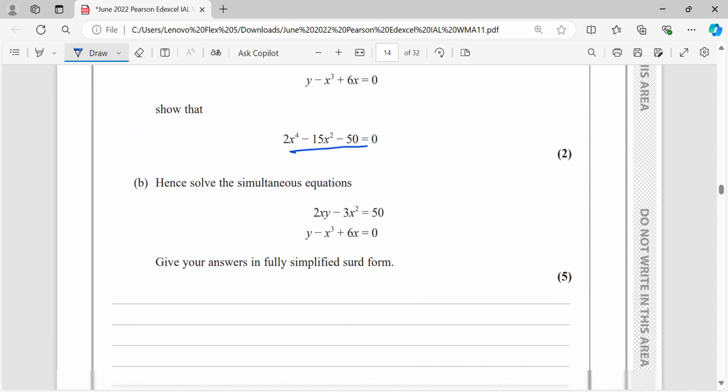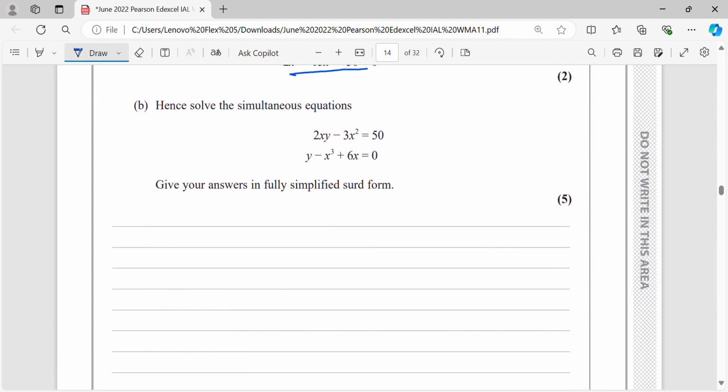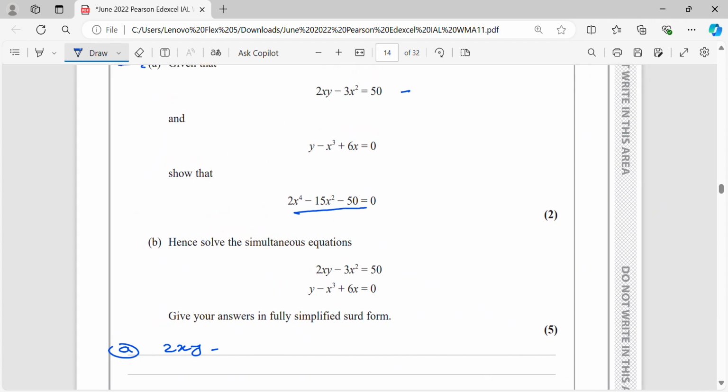Okay, let's solve part a. Let's copy down the question here. So 2xy minus 3x squared equals 50 and y minus x cubed plus 6x equals 0. So I can make y the subject here: y equals x cubed minus 6x. So let's substitute the value of y in here.